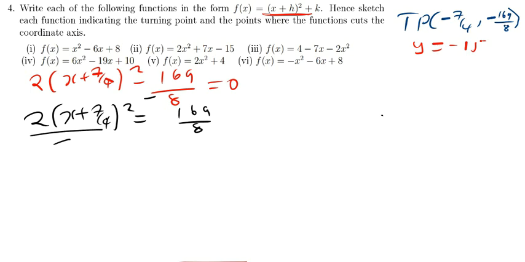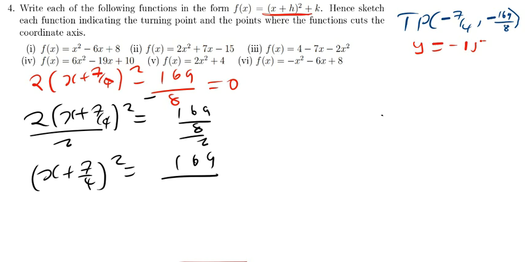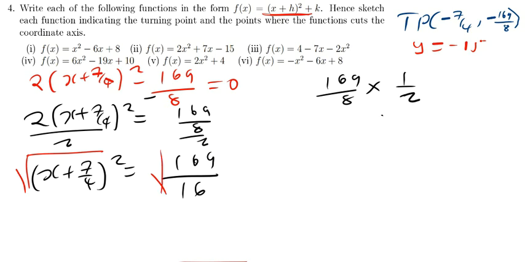Then I have to divide by 2, even here by 2. So I have x plus 7 over 4 raised to the power 2 is equal to 169 divided by 8 times 1 over 2, which is 16 here down. Now to get rid of the 2, square root both sides. Once I do this, it becomes plus or minus. The 2 and that will cancel, so I have x plus 7 over 4 is equal to plus or minus the square root of 169.